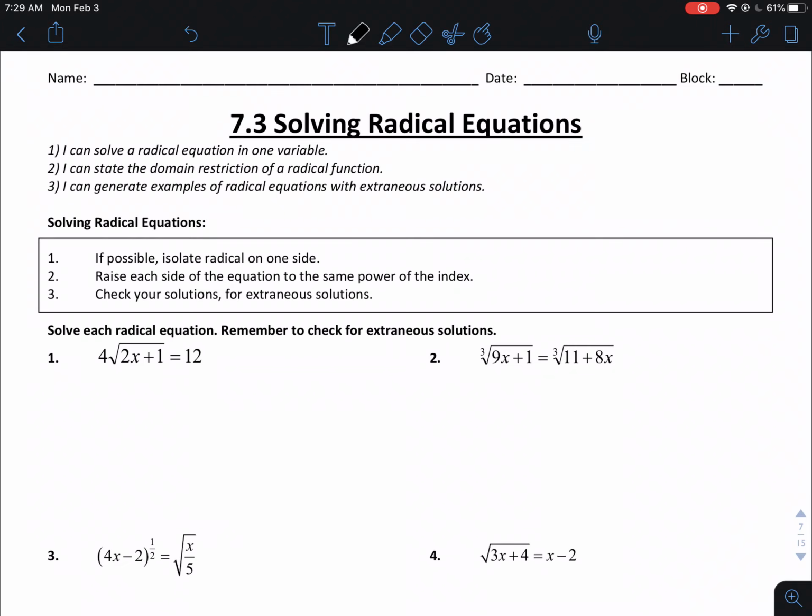All right. Well, happy Monday, Honors Algebra 2. Got some things I want us to look at today about solving radical equations.